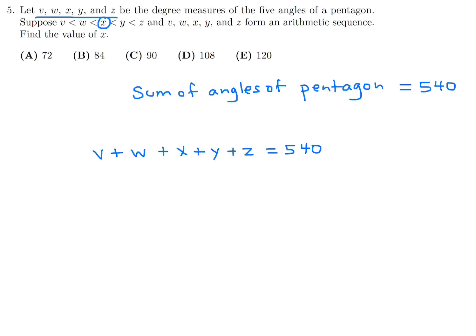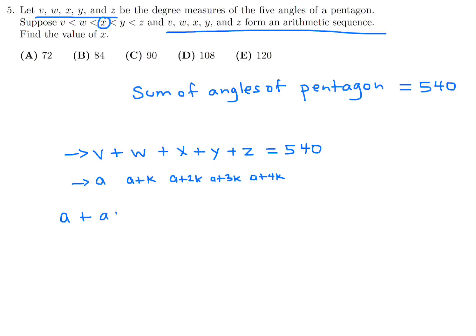And then the next information they give you is that these guys form an arithmetic sequence. So if this is A, V, W will be A plus K, X is A plus 2K, Y is A plus 3K, Z is A plus 4K, like that. Right? That's basically what an arithmetic sequence means. So if you substitute these guys into this equation, you'll get A plus K plus A plus 2K plus A plus 3K plus A plus 4K is equal to 540.